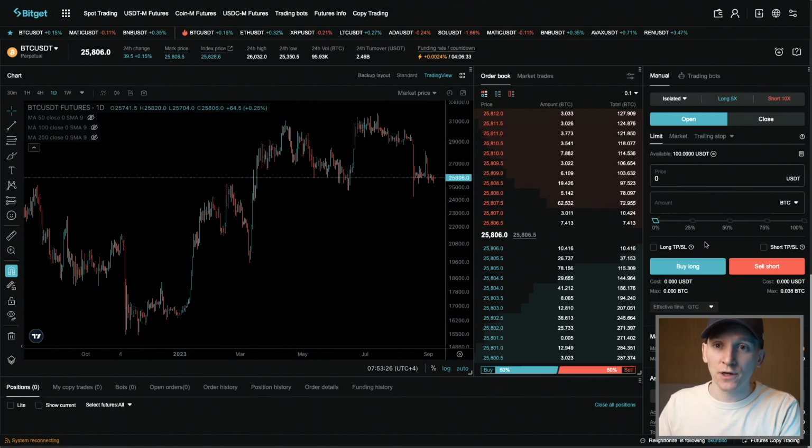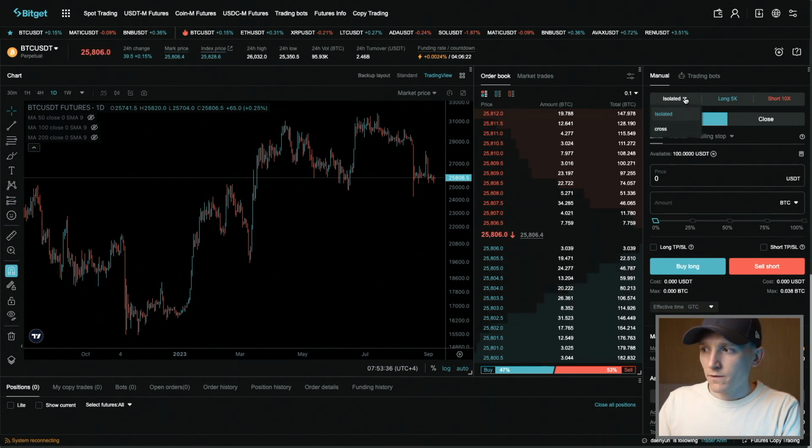You can also use leverage when trading futures, and if you're in a country that Bitget allows you to trade with leverage in, then you can use that. So up at the top right here, you can see this isolated. I'm going to click on this, and you can see isolated versus cross. What's the difference? So margin is what we need. We need the collateral to fund positions when we open futures trades.